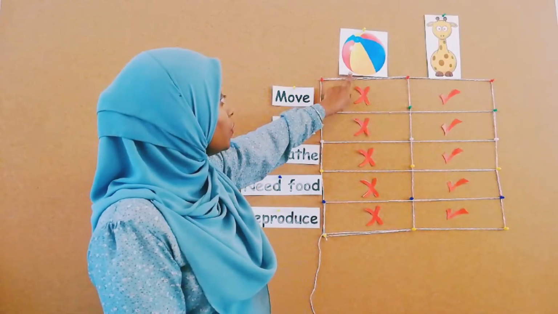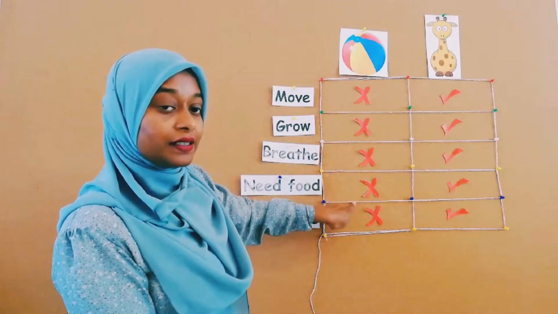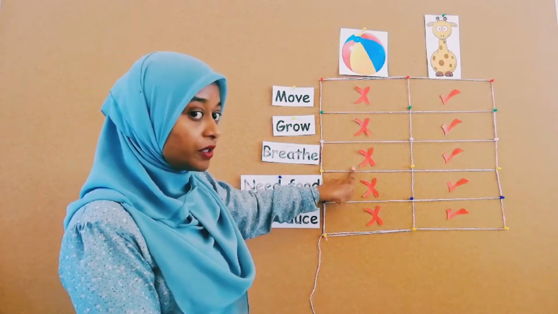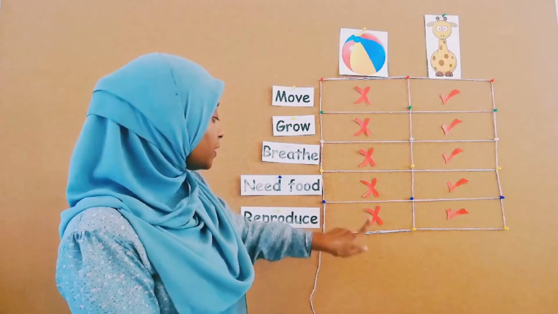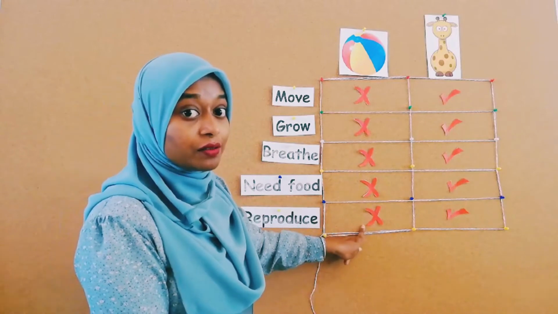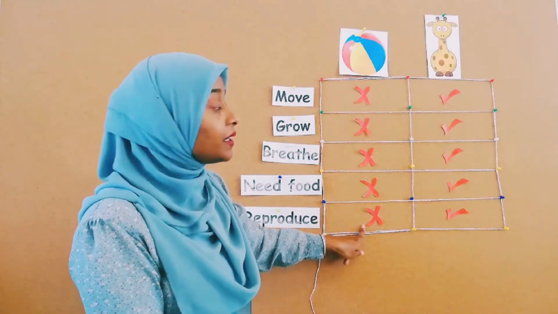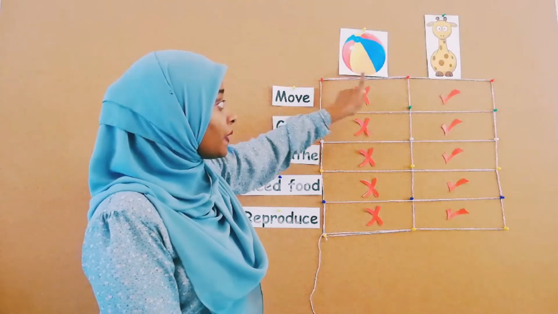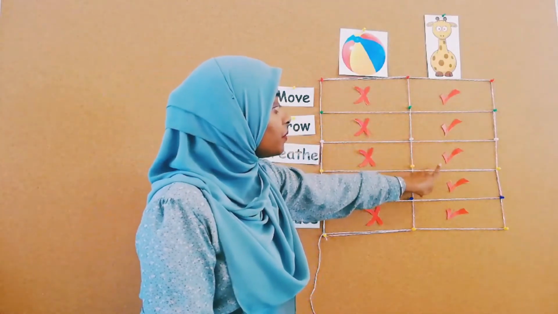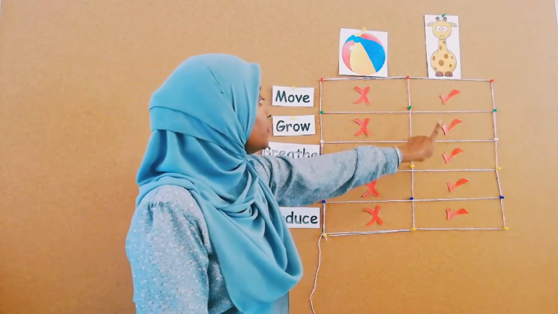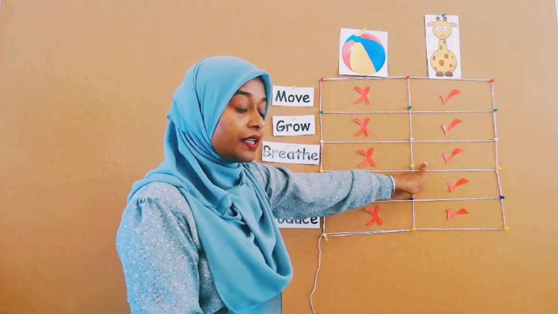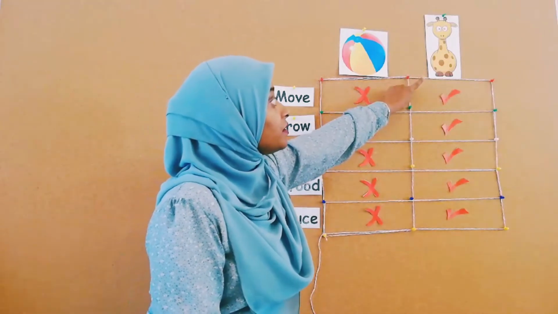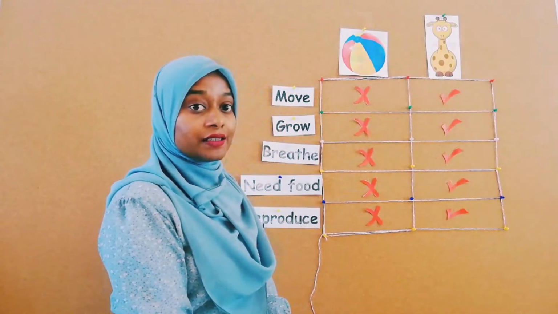So, for ball, we have all cross signs, right? They do not move, they do not grow, they do not breathe, they do not need food, and they do not have babies, so they do not reproduce, right? So that means ball is a non-living thing. And for giraffe, we have all check marks. They move, they grow, they breathe, they eat food, and they reproduce. So that means giraffe is a living thing.